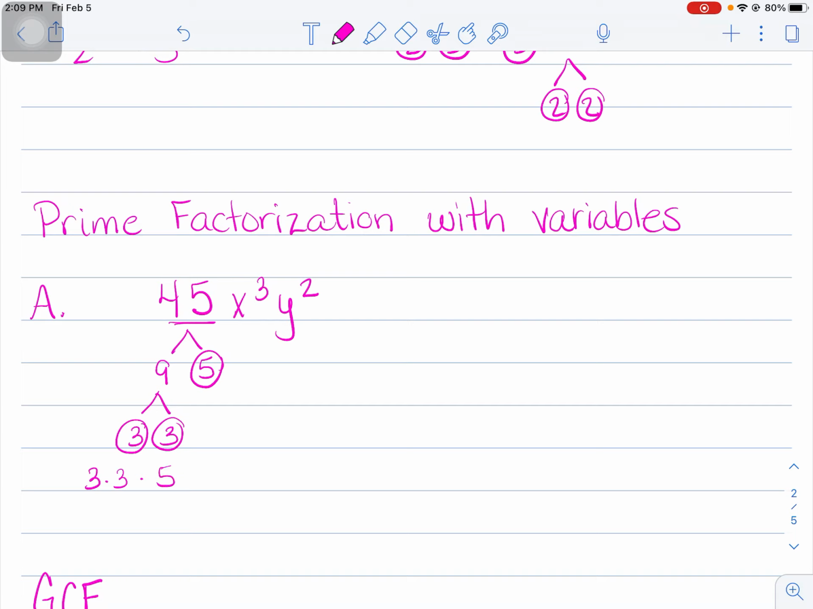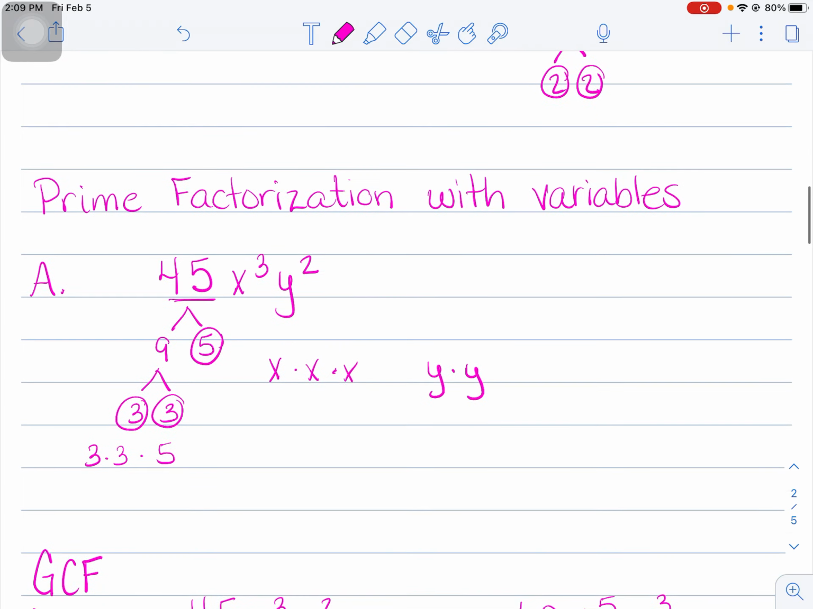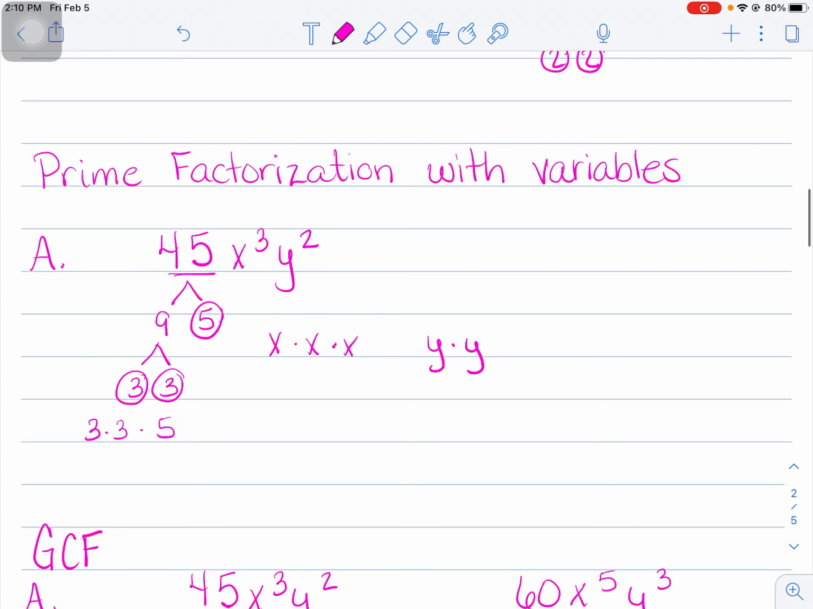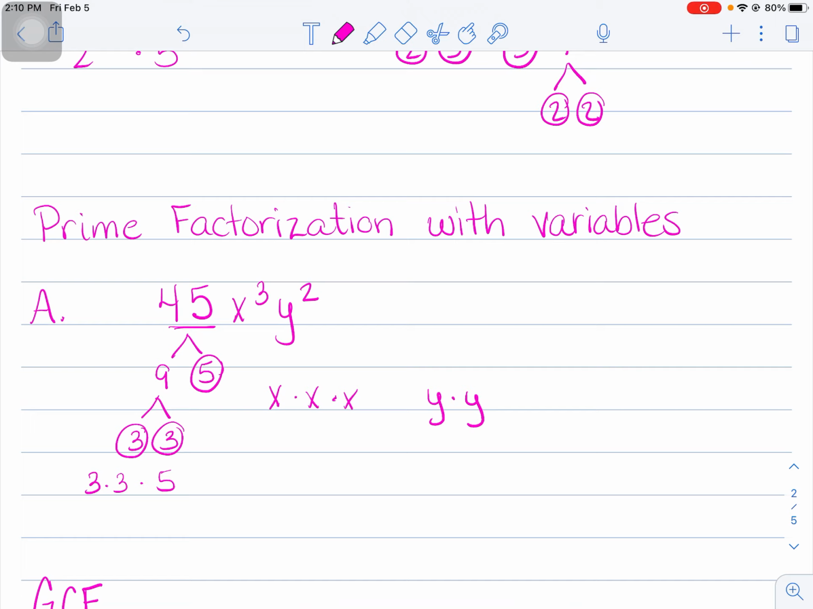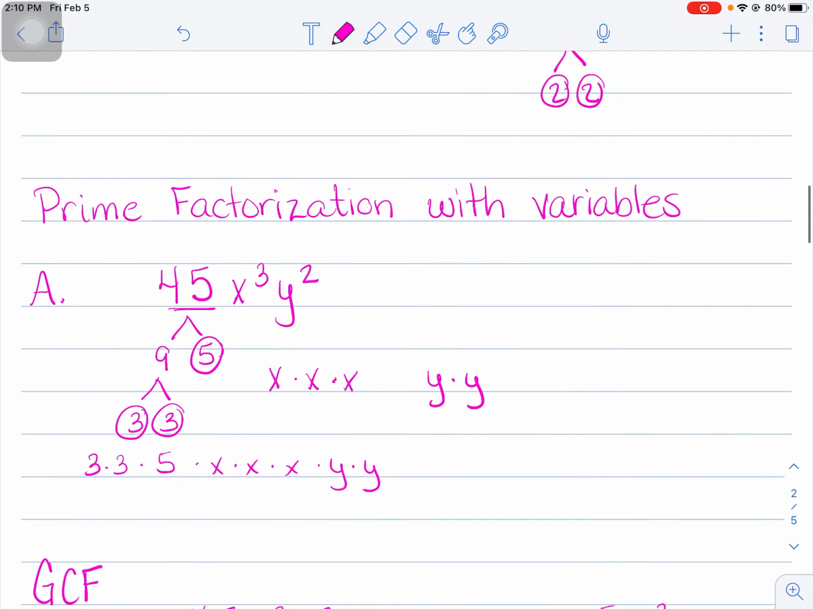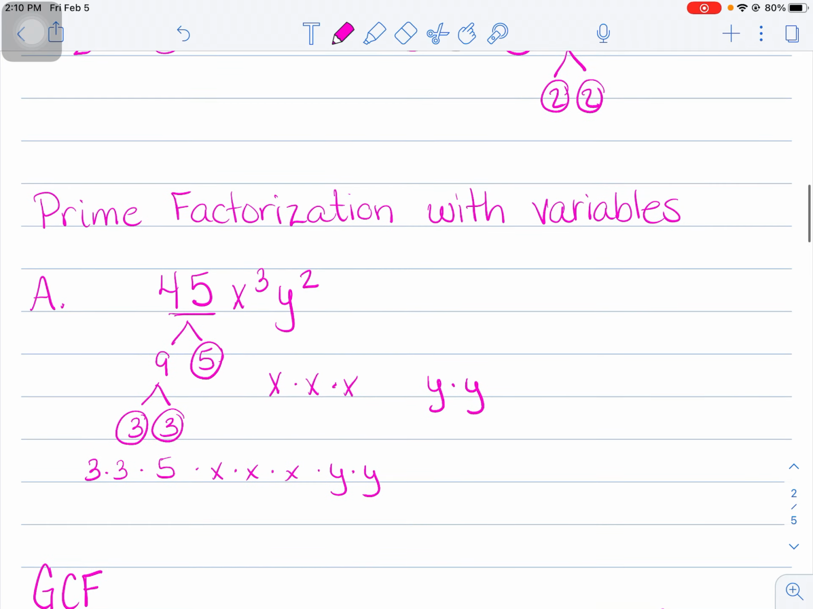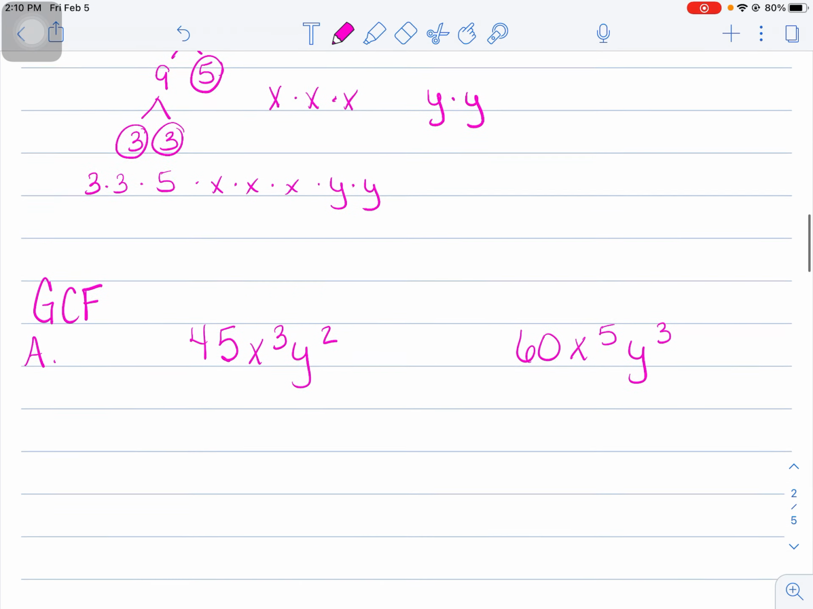So I can write my numbers there as 3 times 3 times 5. Now let's look at our x's. What x to the third power is really saying is x times x times x. What y to the second is saying is y times y. So if I'm going to write this as a prime factorization fully, completely prime, I'm not going to write it with the exponent anymore. I'm going to write 3 times 3 times 5 times x times x times x times y times y. All right, so now let's see how we know how these are broken down and what actually makes up these numbers using the greatest common factor.